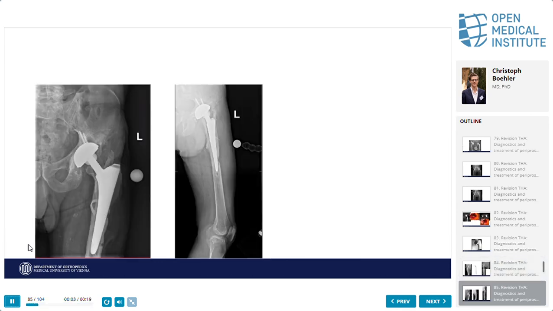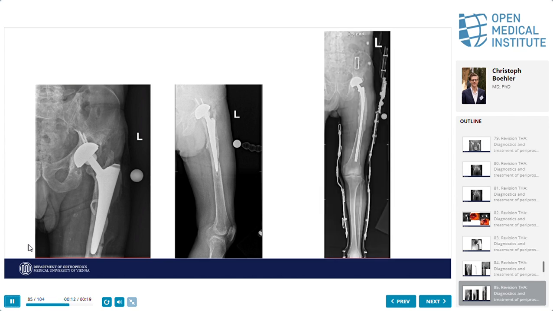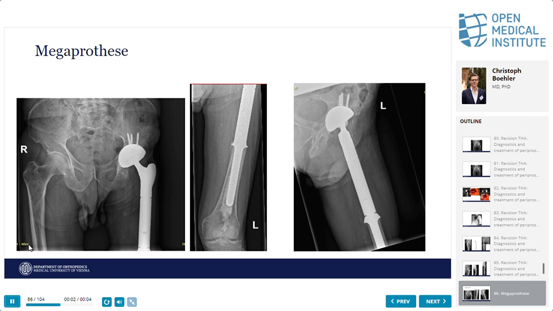And in this case, the bone is completely infected with osteomyelitis. So we had no chance of keeping that. We did a resection of the proximal femur, also a stem with an additional rod, and then reconstruction with a megaprosthesis.